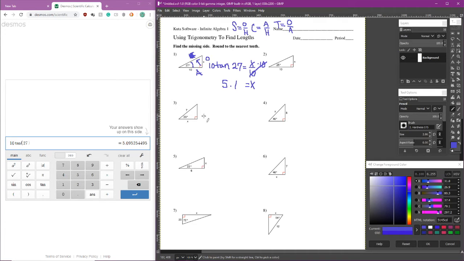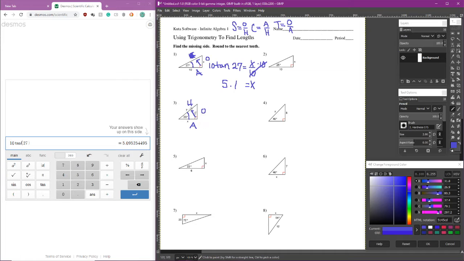Okay, let's do another similar problem. We're talking about the angle 39 now in number 3. We want to label the sides first of all. Across from the right angle is our hypotenuse, and the angle is always sandwiched in between H's and A's. So that's our adjacent side. And the side that's farthest away is our O.